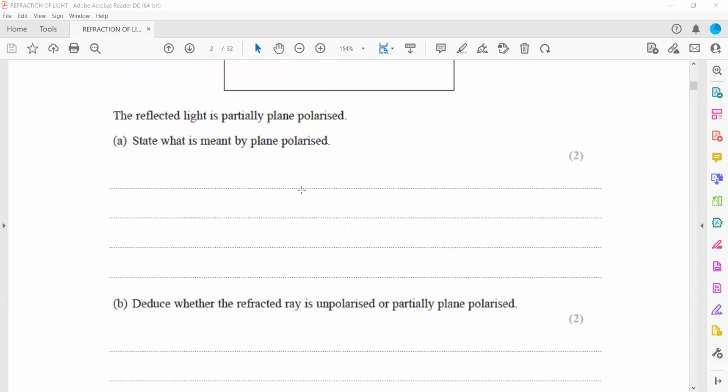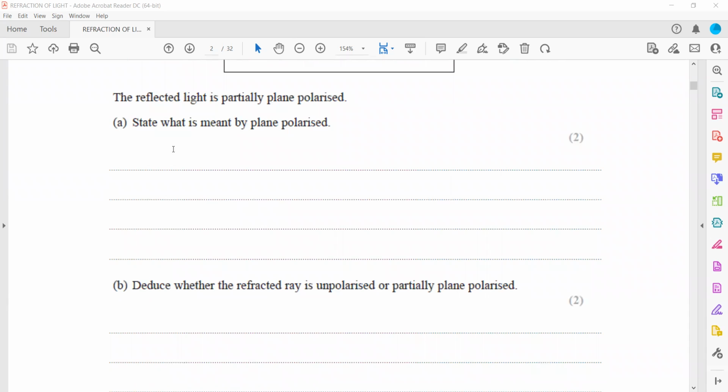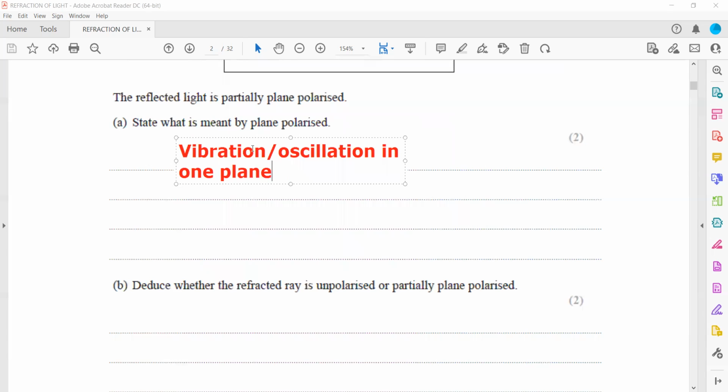So the definition for polarized light or plane polarized light: vibration or oscillation in one plane. If you use the term plane in that definition, you have to use the phrase which includes the direction of wave travel.